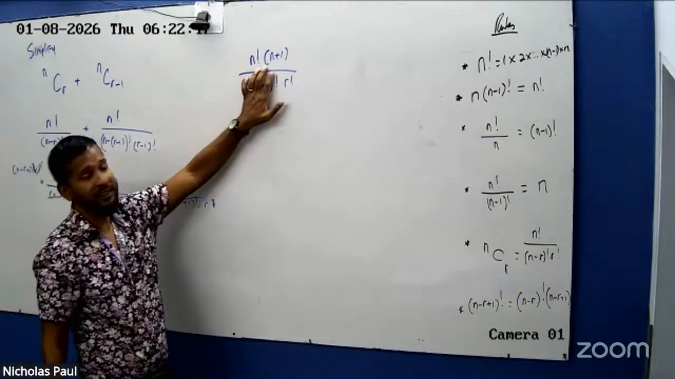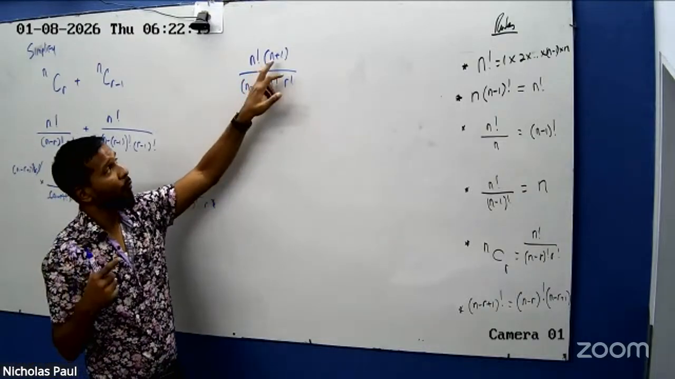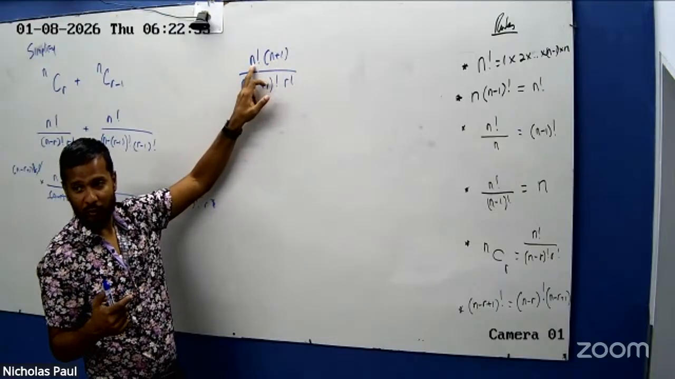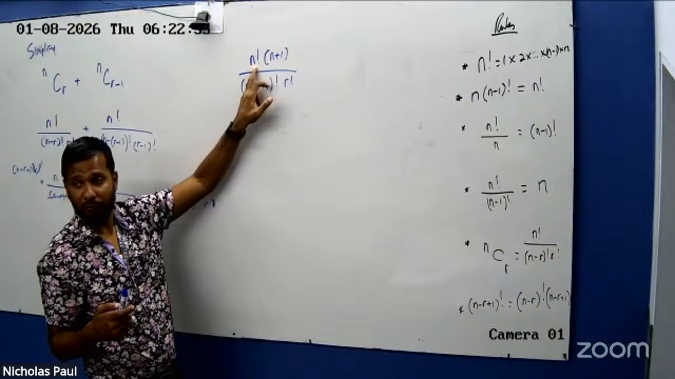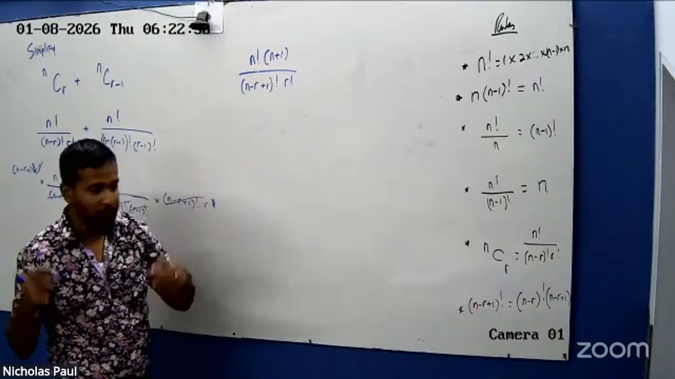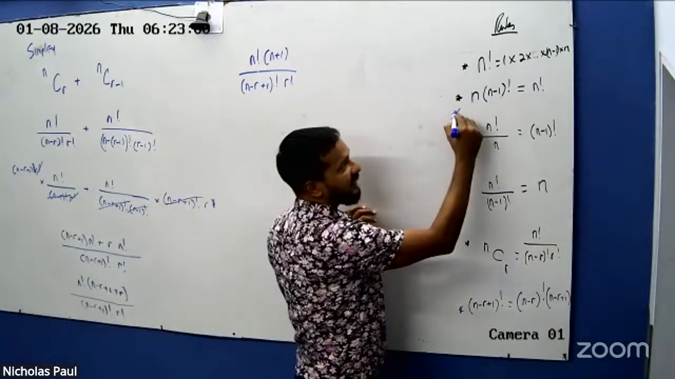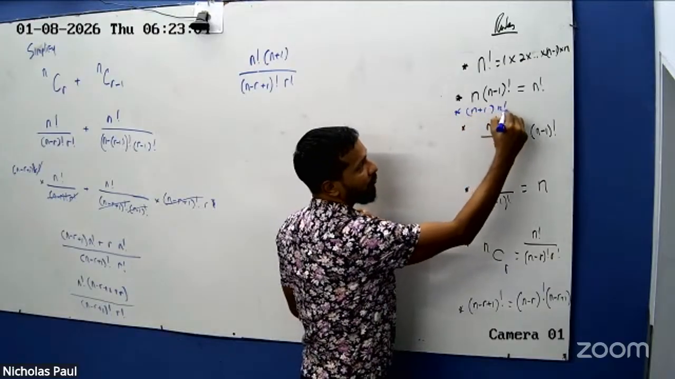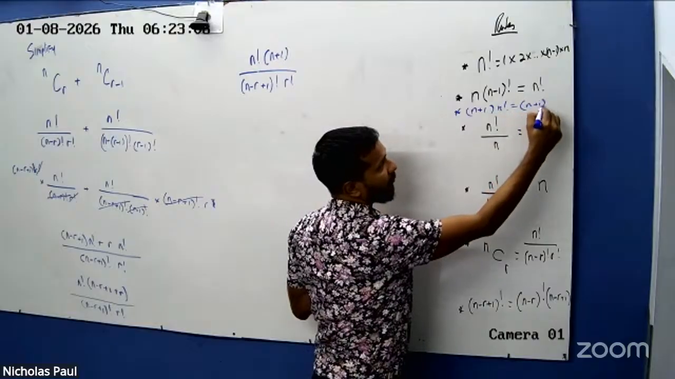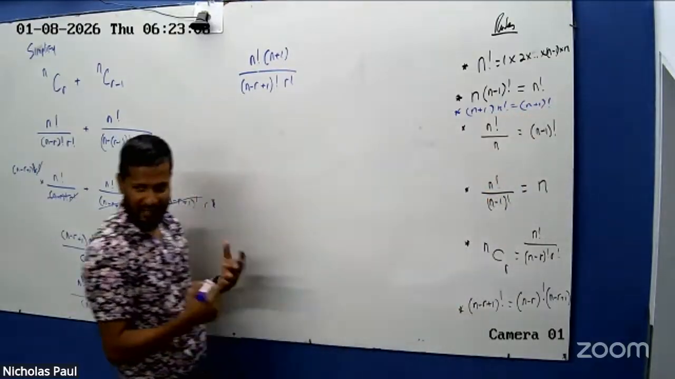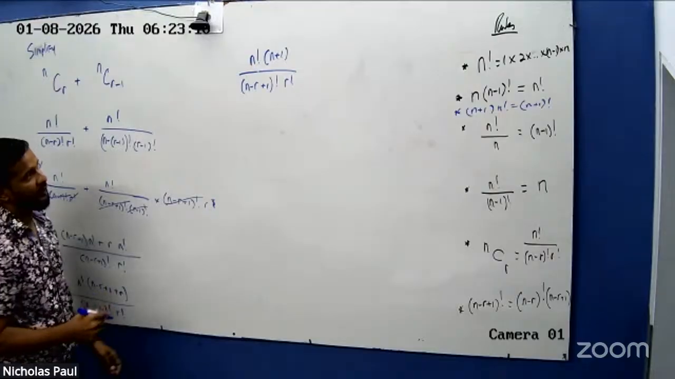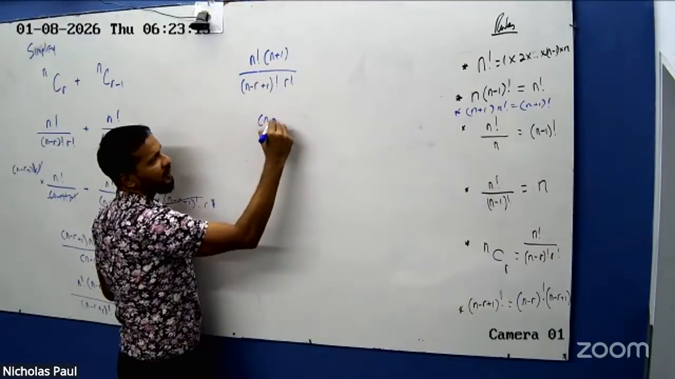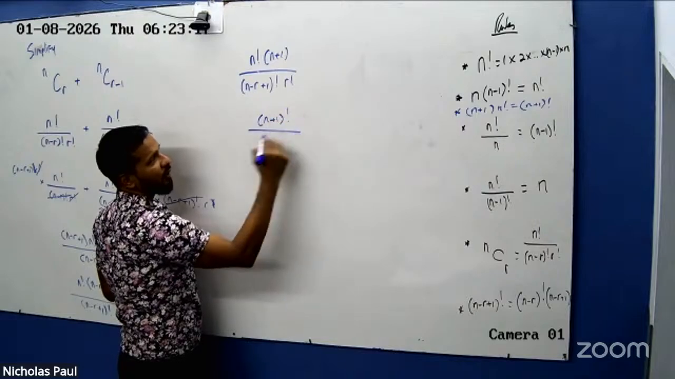If you're not seeing this, think of it like this. What is n multiplied by n minus 1 factorial? What will that be? If you're not seeing it right away, what you can do is add it in here as a rule so you remember it. So n factorial times n plus 1 is n plus 1 factorial.